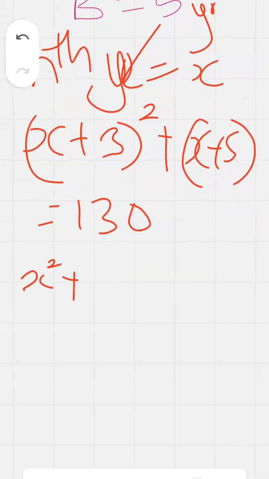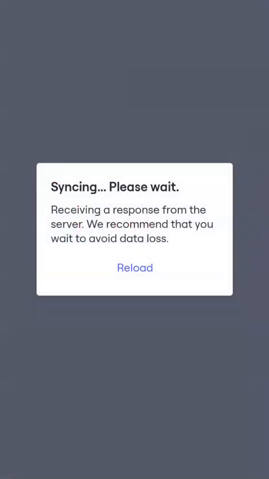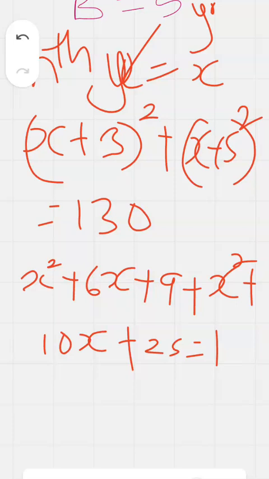Such that now we can say that x plus 3 squared will be x squared plus 3 times 2, that one is 6x, plus 9, which is 3 squared, plus, now we open the second bracket, x squared plus 10x plus 5 squared, which is 25, should be giving us 130. So we now collect the like terms.